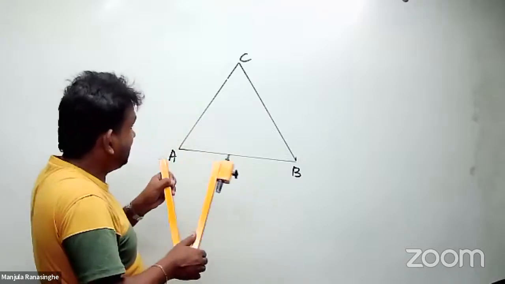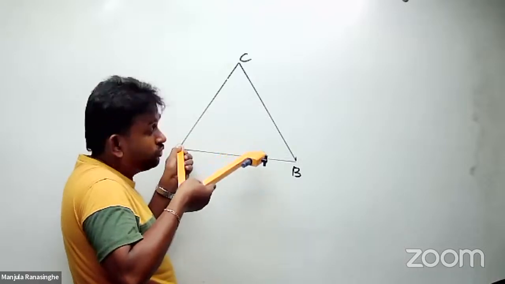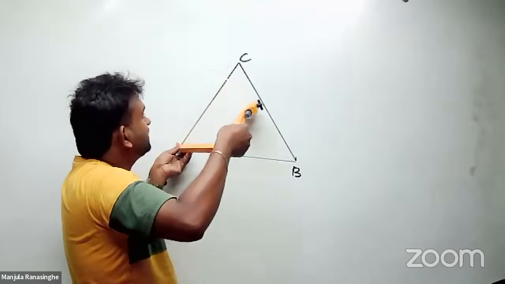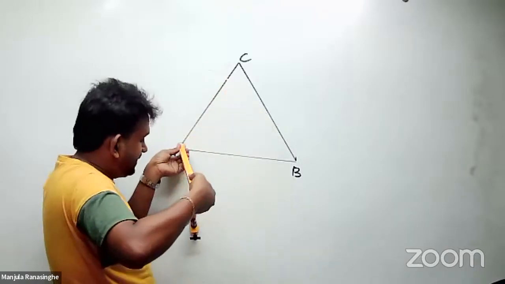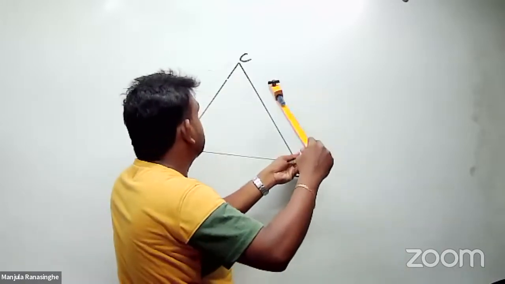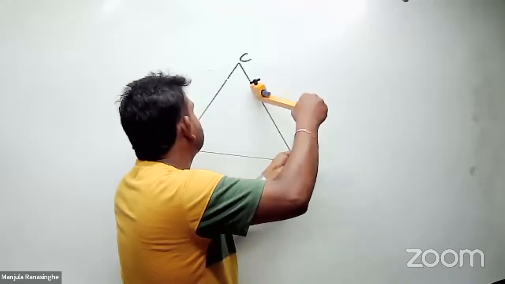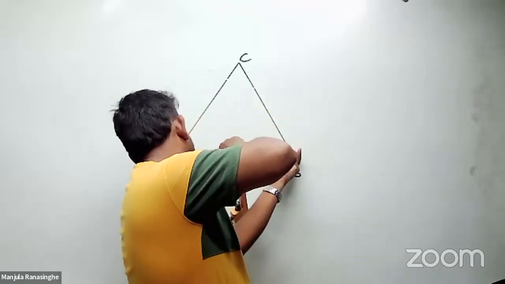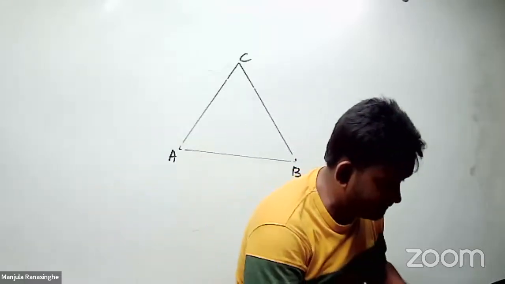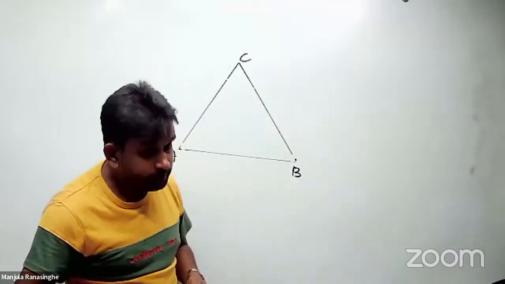So I take this AB side and the perpendicular bisector is drawn. Under the second locus we discussed how to draw the perpendicular bisector. Make an arc there and make an arc there. Then go to the other side and cut this arc. Now it is done. Then you can create the perpendicular bisector of this AB side.